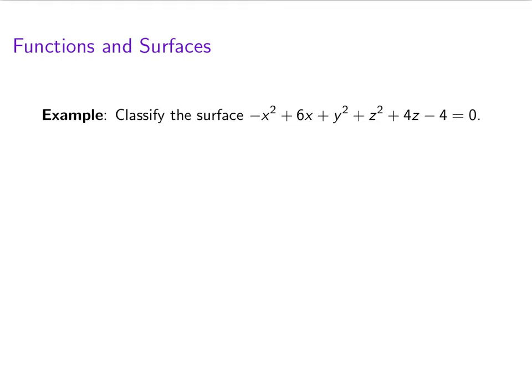Okay, so as an example, let's classify this surface. Negative x squared plus 6x minus y squared plus z squared plus 4z minus 4 equals 0. And it will be helpful if you have the quadric surface guide next to you while you're working through this problem.